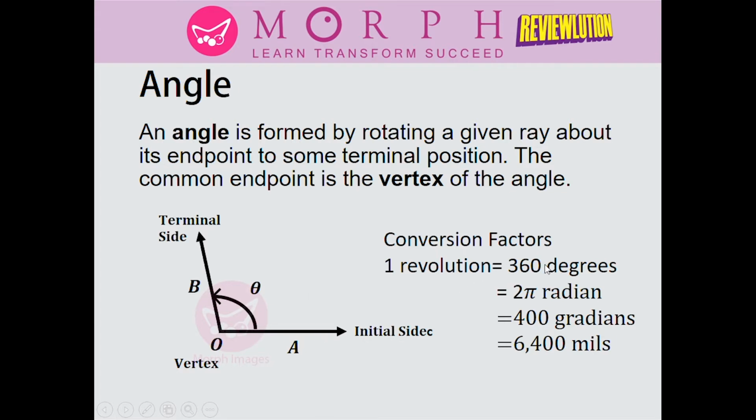Meron tayong mga conversion. Sometimes it is in degrees, in radian, in gradient, and in mils. So you should be able to know how to convert, no? Isang buong ikot is 360 degrees. Equal din siya sa 2 pi radian. Equal siya sa 400 gradians. And we have the 6,400 mils also.